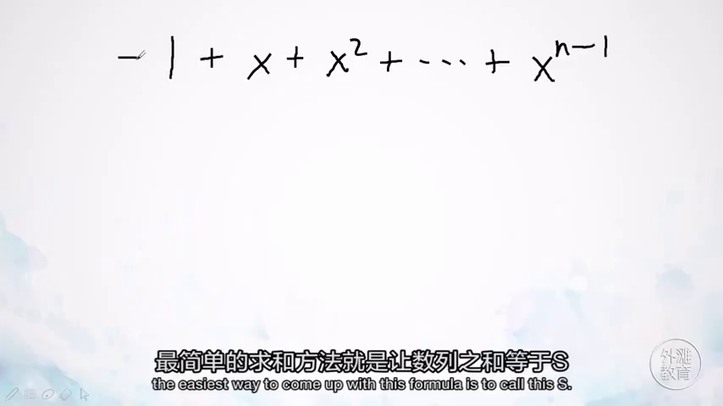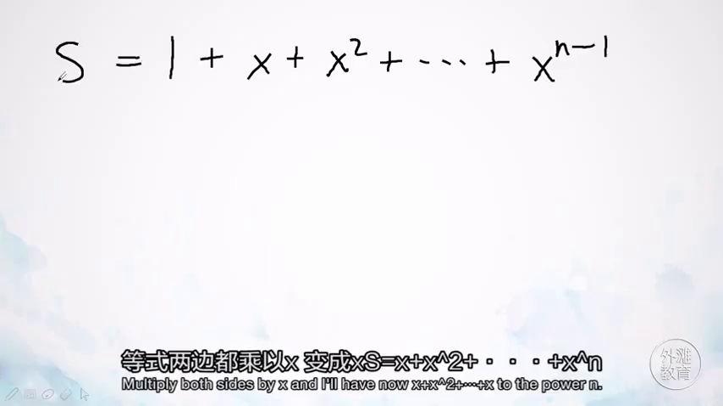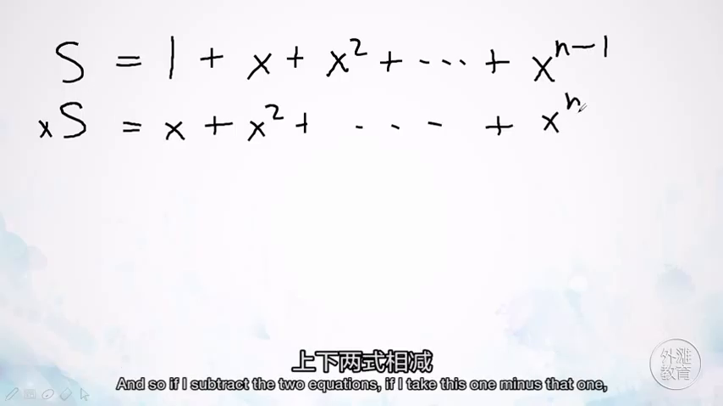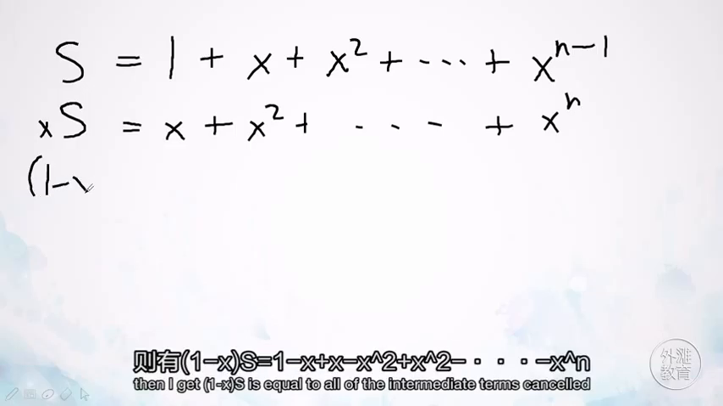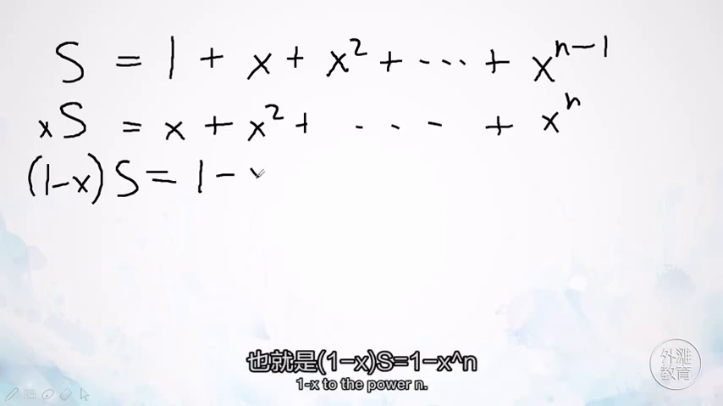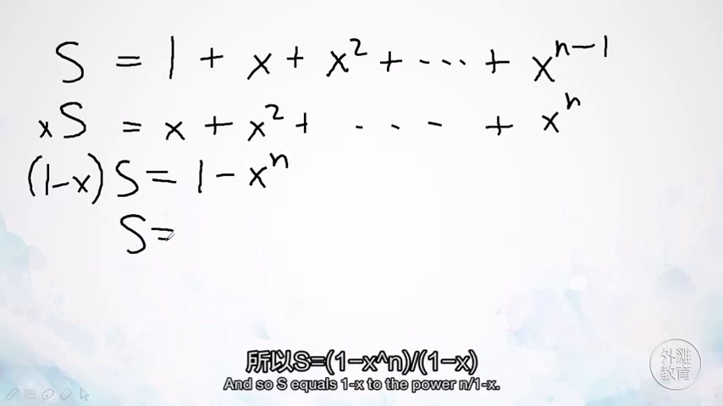If a geometric series is 1 plus x plus x squared all the way to x to the power n minus 1, the easiest way to come up with this formula is to call this s, multiply both sides by x, and I'll have now x plus x squared plus all the way to x to the power n. And so if I subtract the two equations, if I take this one minus that one, then I get 1 minus x times s is equal to, all of the intermediate terms cancel, 1 minus x to the power n, and so s equals 1 minus x to the power n over 1 minus x.